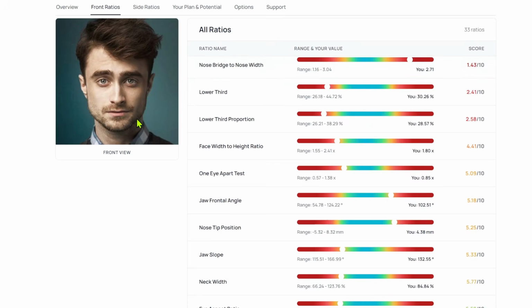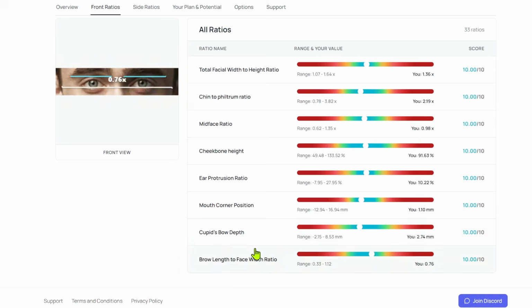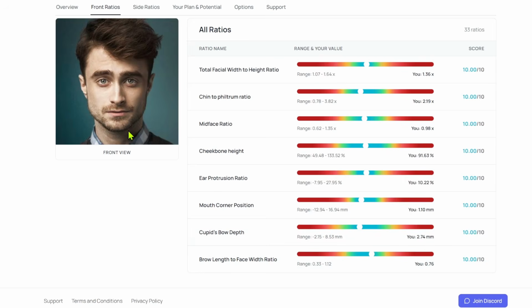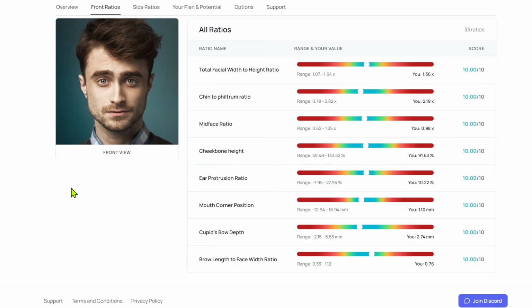But it depends. If you're looking at him from a 3/4 degree view, he looks completely in the ideal measurement. If you're looking at him straight on in this undistorted front profile, obviously it looks like he has a nice wide forehead. He's got an idea that's about to pop out. His Cupid's bow depth, which is his lip's little curvature we all have, is a 10 out of 10. Cheekbone height, 10 out of 10. So let's move over to his side ratios and then see his total score from 0 to 10.